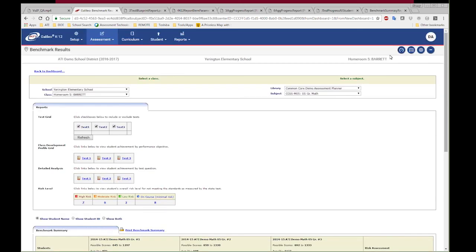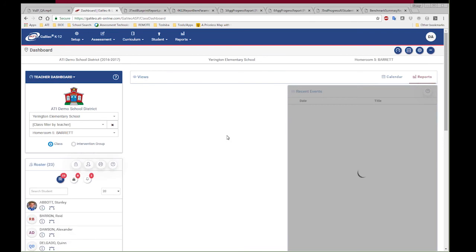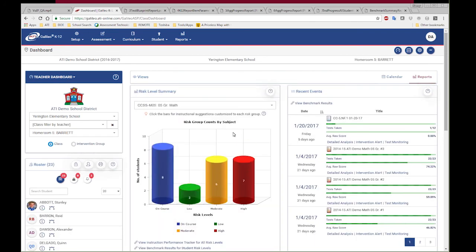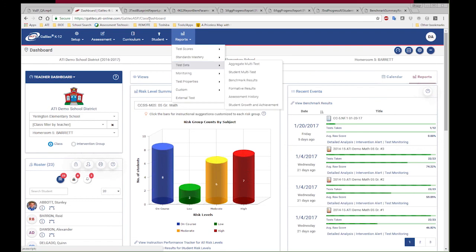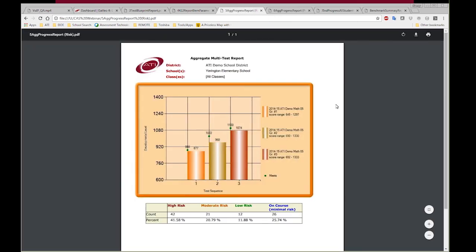So now that we've been through that, we can look at how, that's how a teacher would look at it. Now, how would you look at this for a school or your district? We have a couple of reports in our test sets called the Aggregate Multitest. And I have run this already. I didn't want to have you sit and wait for this to load up.